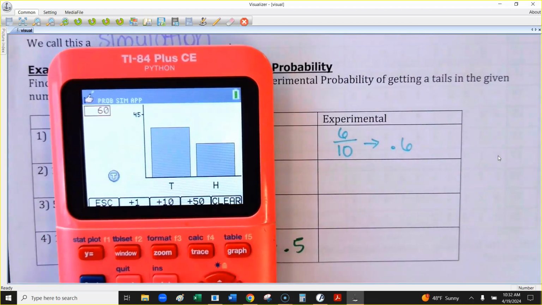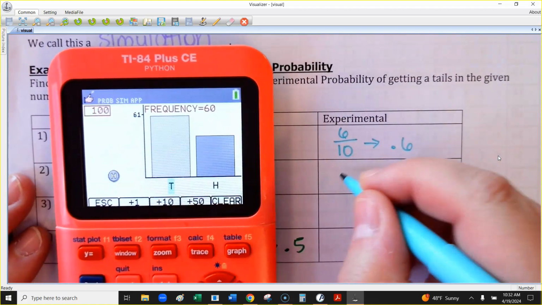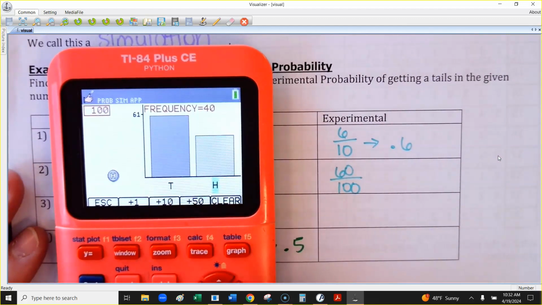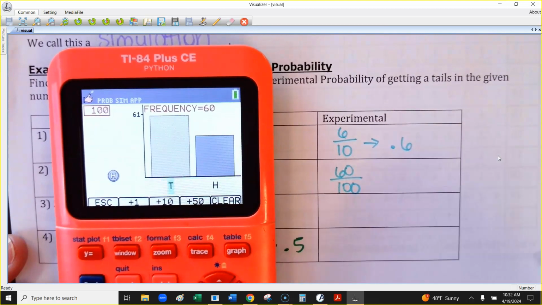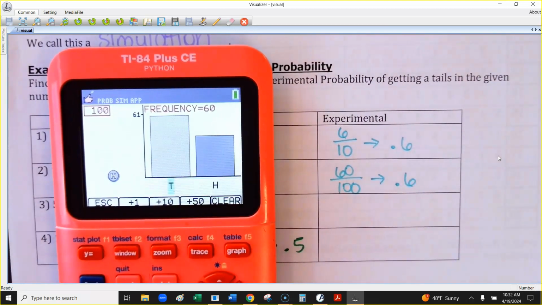So then I'm going to toss 10 4 times. And then you guys can see mine. Let's see what I got here. My tails now, interesting, 60, and my heads are 40. I'm just recording tails in the notes because that's what it asked for. So this is actually 0.6 again. That's weird. That doesn't usually happen.